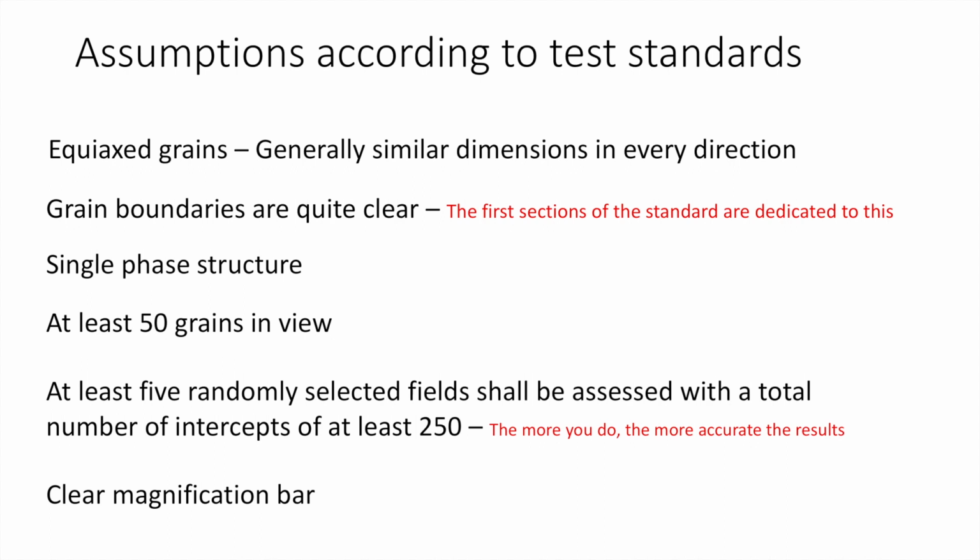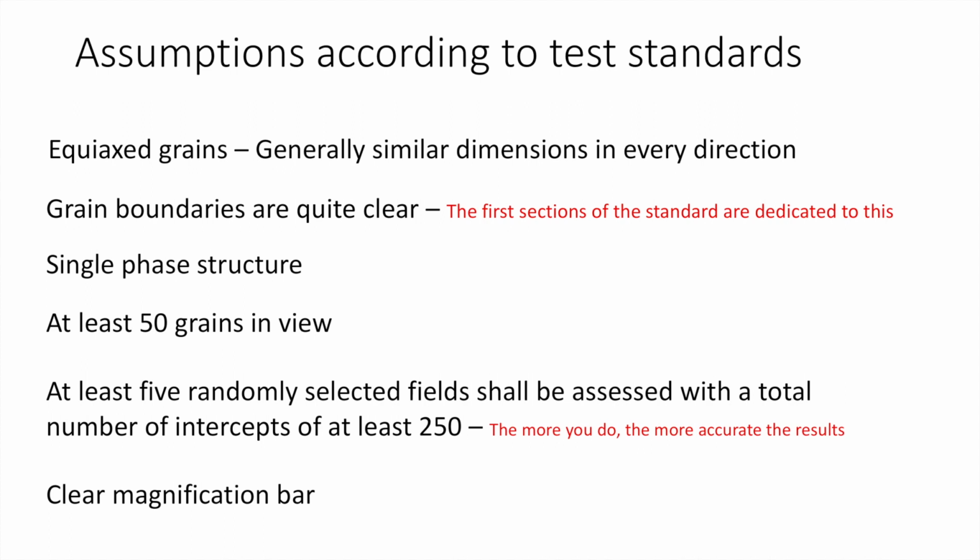Now that may not be possible, and you'll find you're never going to get a microstructure that's entirely equiaxed, but the grains need to be generally similar in every direction. We'll have a look at an example later that explains that a bit more. The grain boundaries have to be clear, obviously, because you need to count them. The first sections of both these standards are dedicated to methods for doing this. To do this properly, you need to be looking at single phase structures, and I'll cover that in a video after this one.